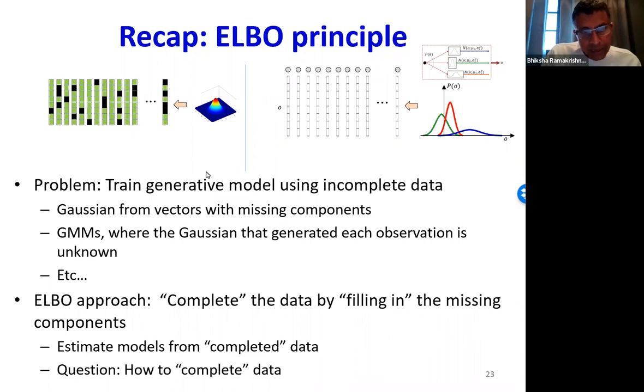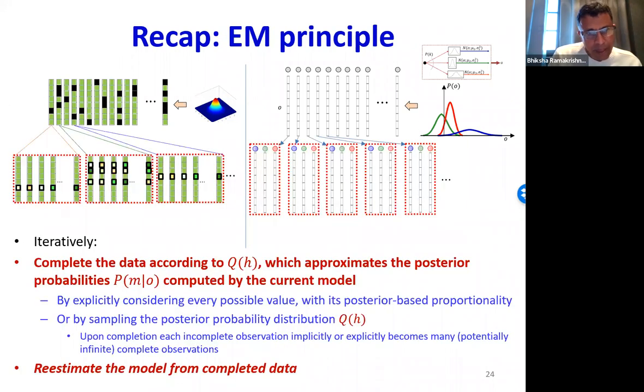But the practical interpretation of this was that when you had incomplete data of this kind, you are sort of filling up these missing components, and you are re-estimating the model from the completed data. And specifically what you were doing was filling up these missing components according to the optimized Q of H. And the optimal Q of H, of course, is when the Q of H is actually the posterior probability of the missing data given O. But if it's close enough, it will still work.